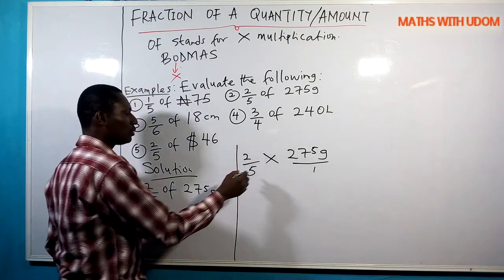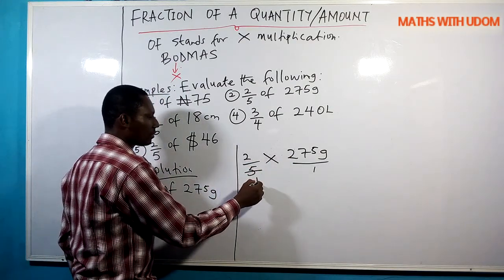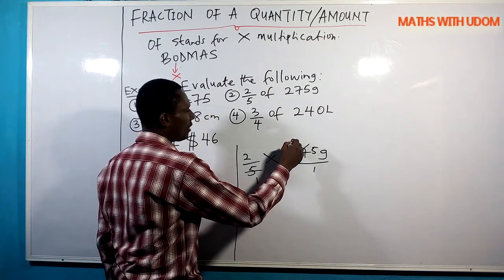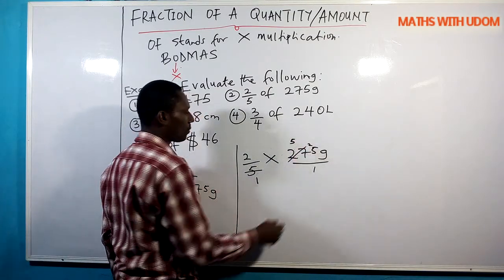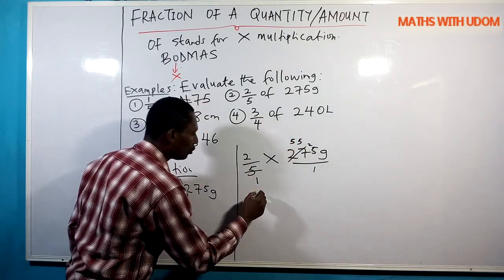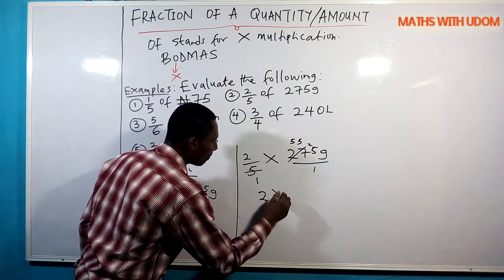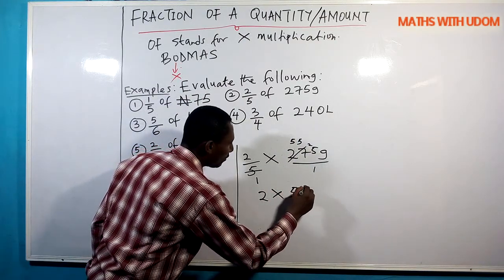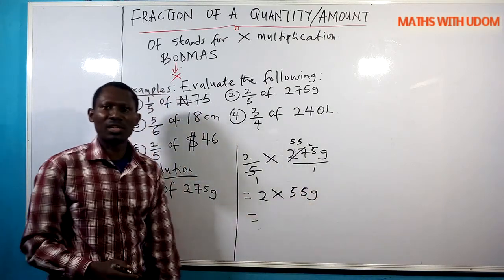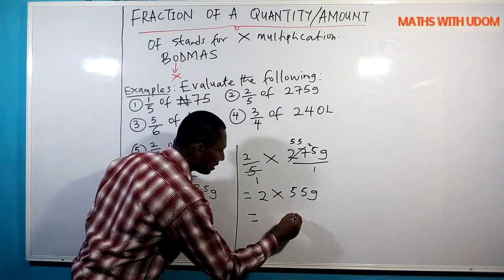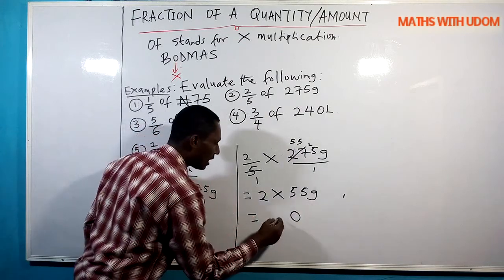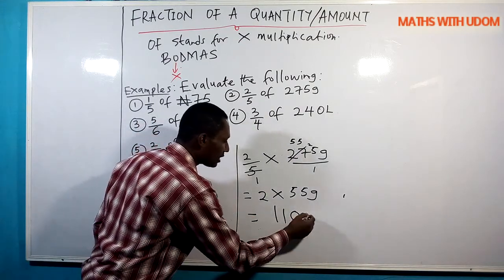All you need to do, divide through from here. Okay? So how many 5 can go in 5? 1. How many 5 can go in 27? We have 5. Remember 2. How many 5 can go in 25? Another 5. So we have 2 multiplied by what? 55 gram. Okay? And that gives us 110. That is 2 times 5 is 10. 0, you carry 1. Another 2 times 5, 10 plus 1, 11. So that's 110 grams.